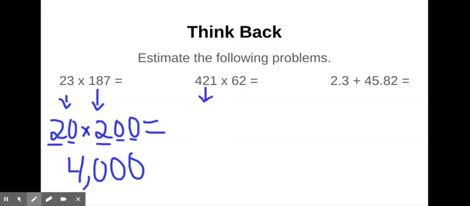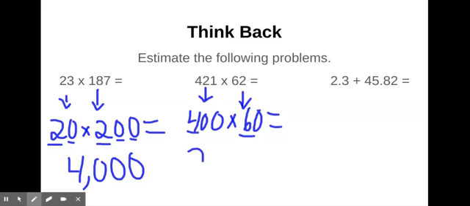We can do the same thing to this problem here. 421 will round to 400, and 62 will round to 60. So we end up with 400 times 60. 4 times 6 gives us 24, and we need 1, 2, 3 zeros. So 421 times 62 would be about 24,000.